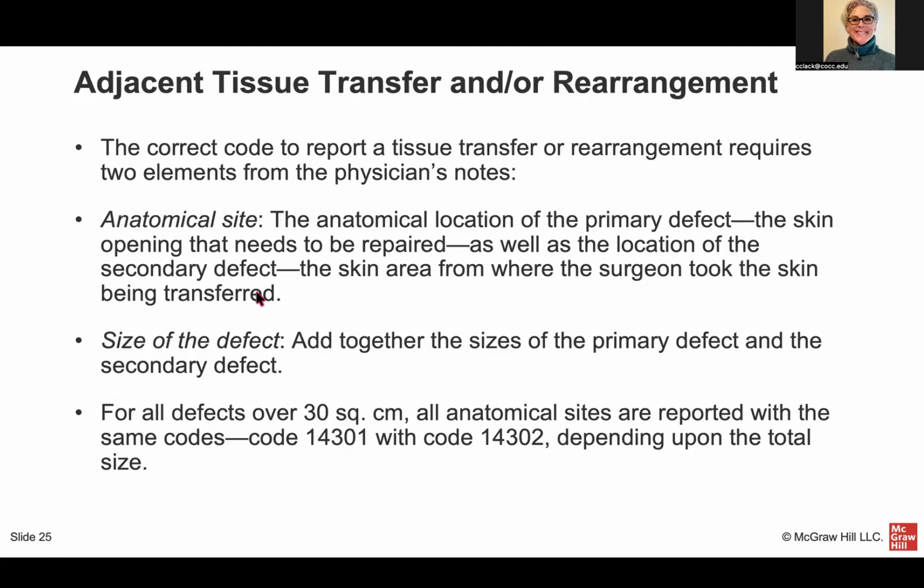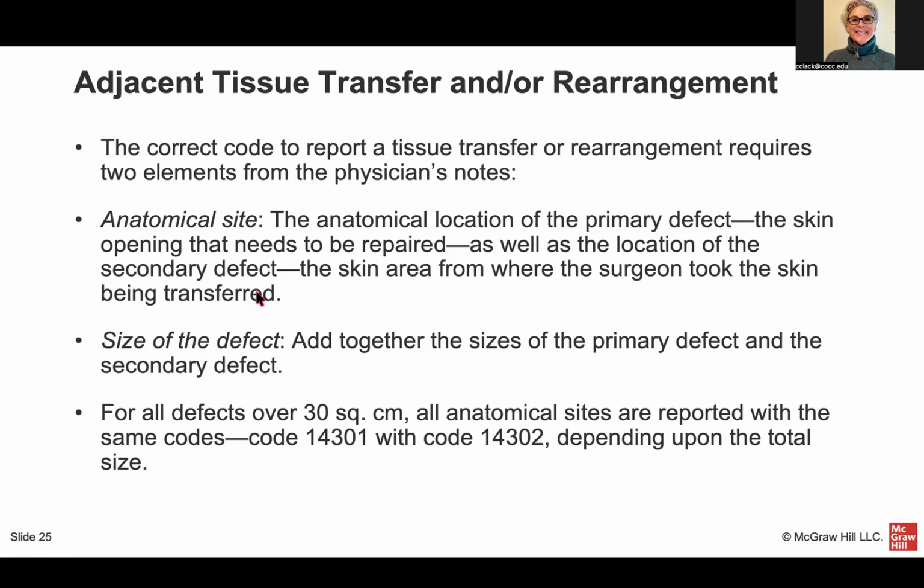Adjacent tissue transfer and rearrangement is when a surgeon moves healthy skin from one location to fill a defect nearby. Think of Z-plasty, the rotation flap, the advancement flap. These are all forms of tissue rearrangement. To code this correctly, you need two pieces of information from the documentation, the anatomical site and the total size of the defect. For the size, you add the primary defect, the wound being repaired, and the secondary defect, the area where the skin was taken from. Both are damaged, both count toward your total.